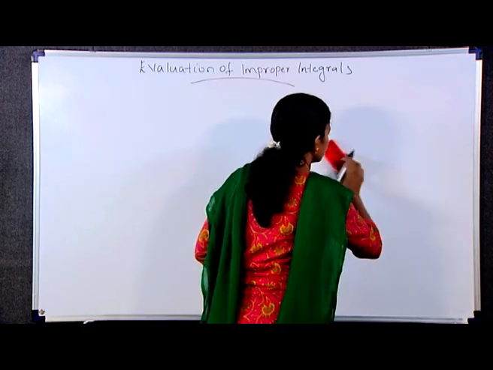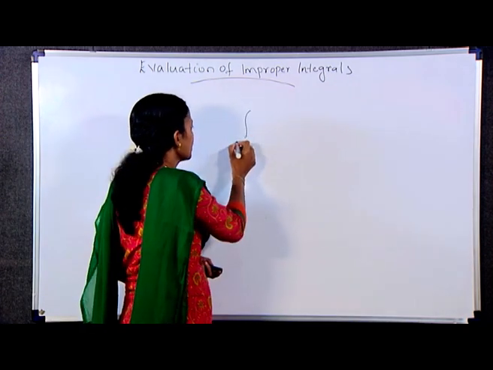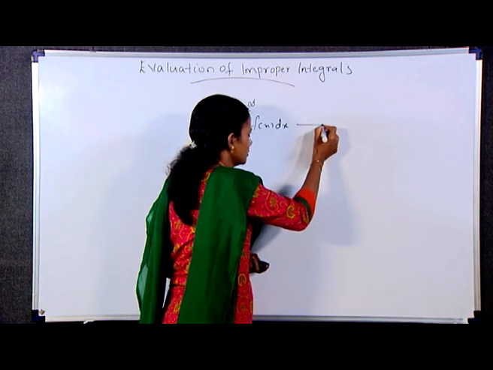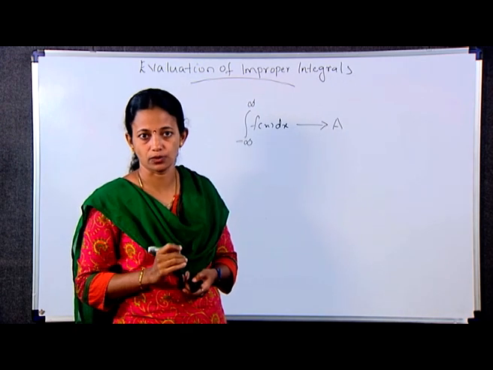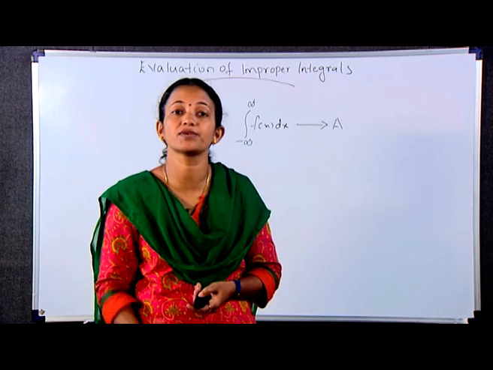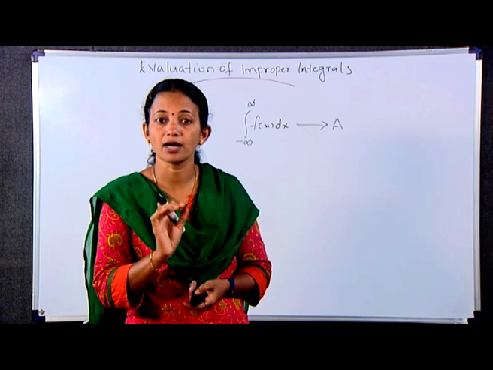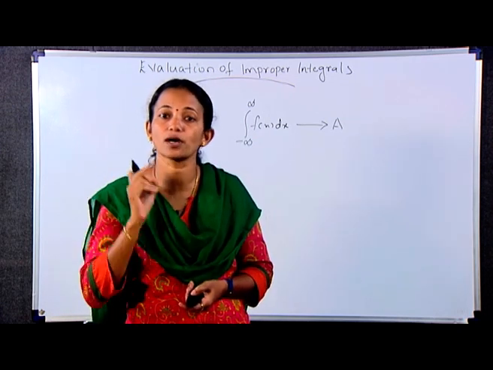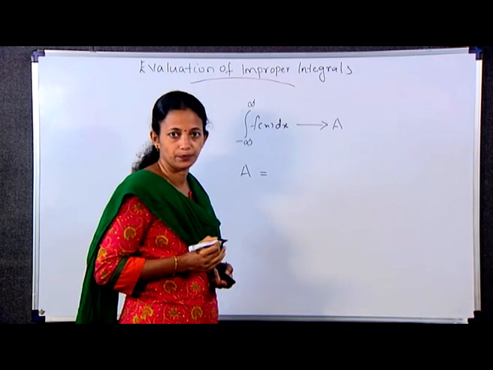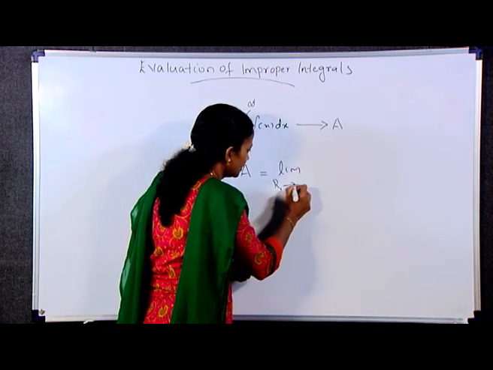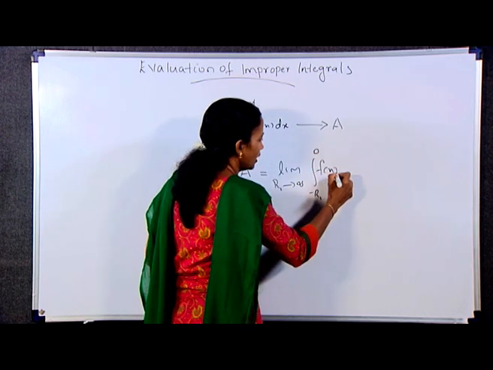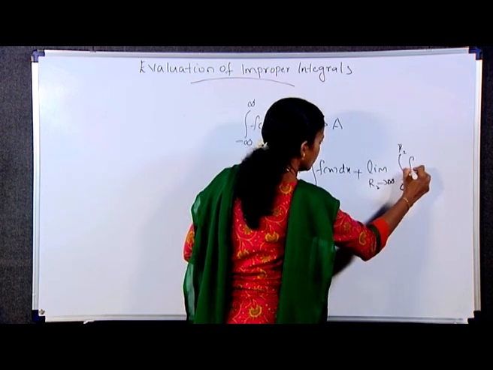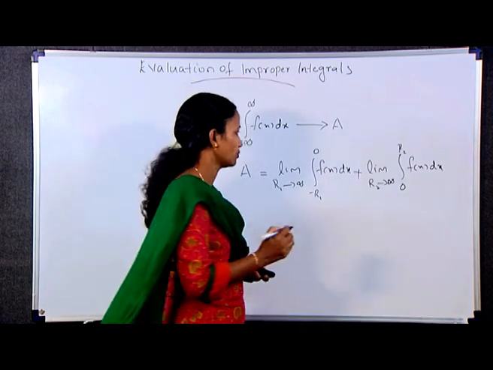Proof. If integral from minus infinity to infinity of f(x) dx converges to A, then A is equal to the integral from minus infinity to infinity of f(x) dx, that we can write as the limit as r1 tends to infinity of integral from minus r1 to 0 of f(x) dx plus the limit as r2 tends to infinity of integral from 0 to r2 of f(x) dx. Equation number 4.